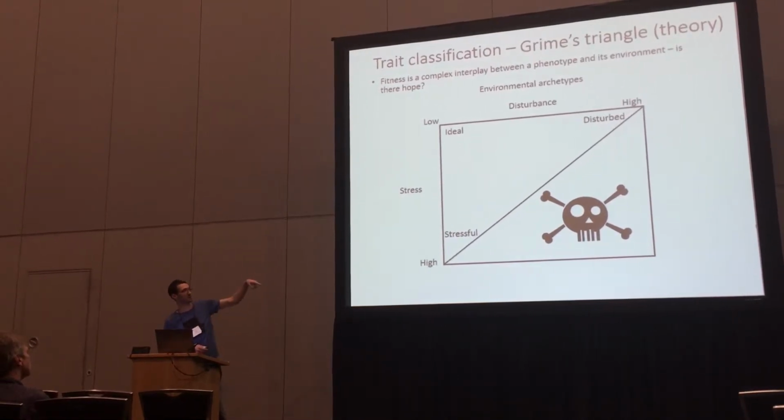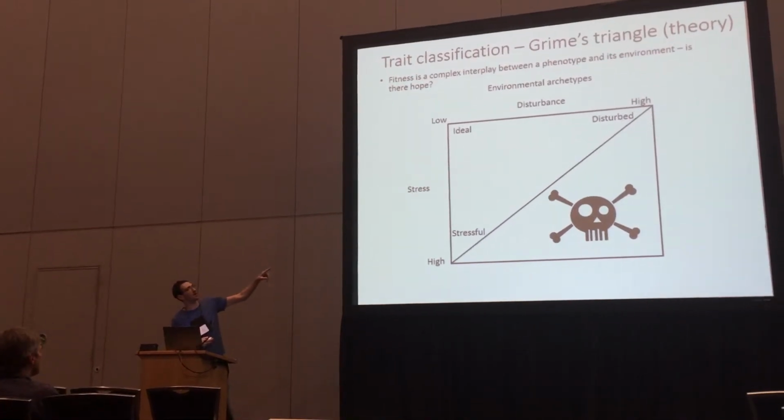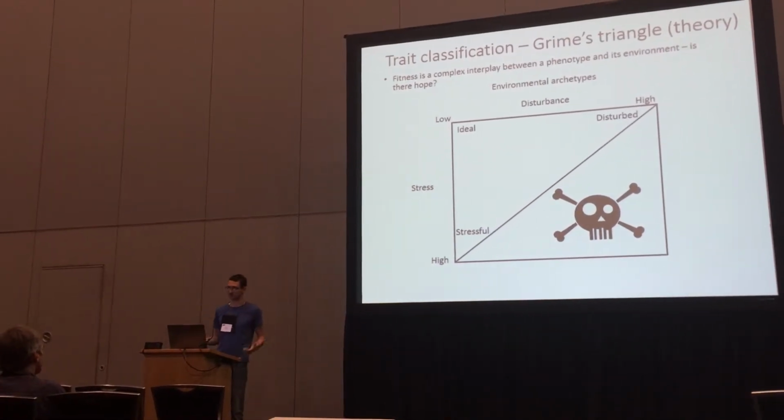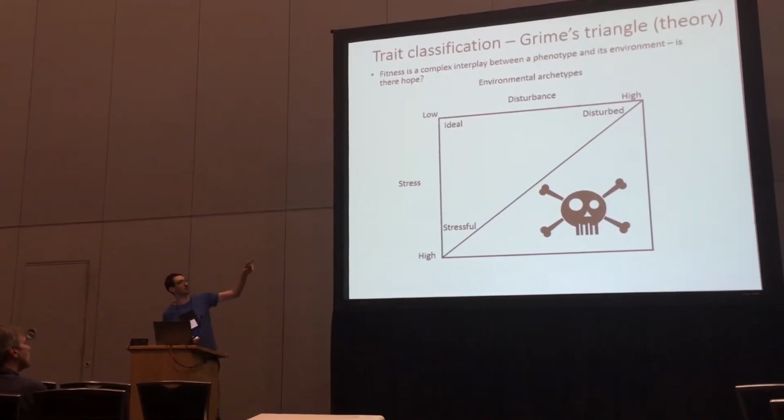On the vertical axis you have stress, so that's like toxins or low light or low nutrients, and that can be high or low. And then you have disturbance, which is like physical destruction, herbivory, trampling, storms, whatever. That can be high or low.